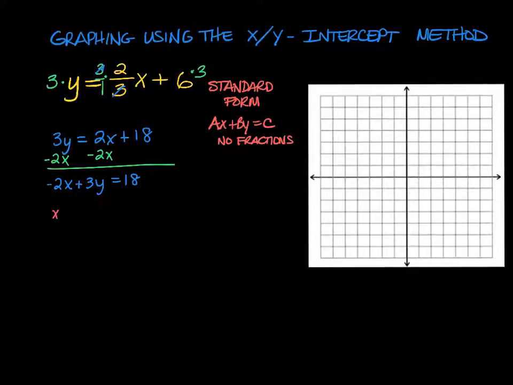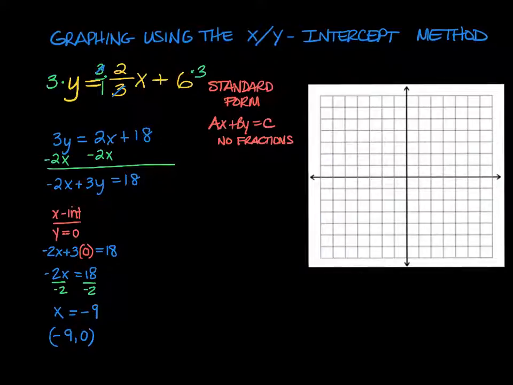Now, to find my x-intercept, my y-coordinate is always going to be equal to 0. So I'm going to substitute in 0 in for y into my equation. So I'm going to have negative 2x plus 3 times 0 equals 18, and I'm going to solve for x. That's going to leave me with negative 2x equals 18. I got to divide both sides by negative 2. That now gives me x is equal to negative 9, which means my x-intercept is going to be the point negative 9, 0.